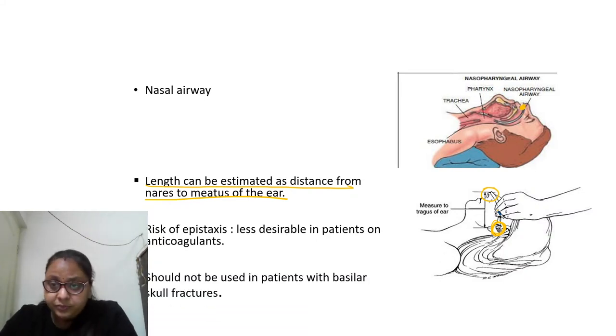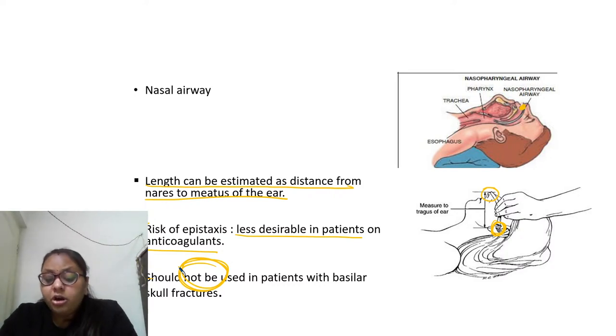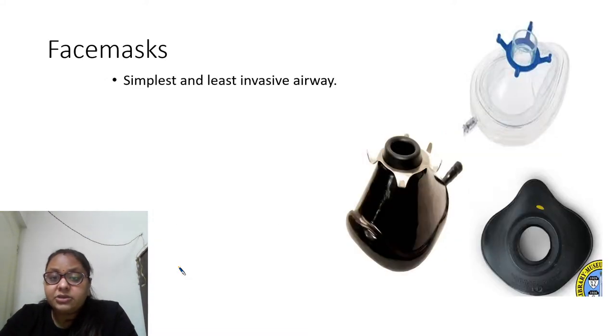They can ask you the complications or the risks of the nasopharyngeal airway. As we are putting it through the nose, there is always a risk of epistaxis. Therefore it is less desirable in patients on anticoagulants. What is the absolute contraindication? It should not be used in a patient with a basilar skull fracture. Is it clear? Any doubt in this? So these are the airway devices, the oropharyngeal and the nasopharyngeal airway.